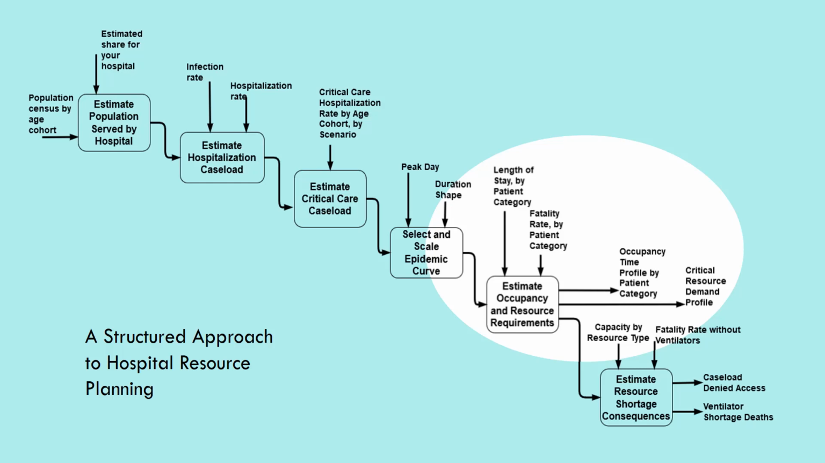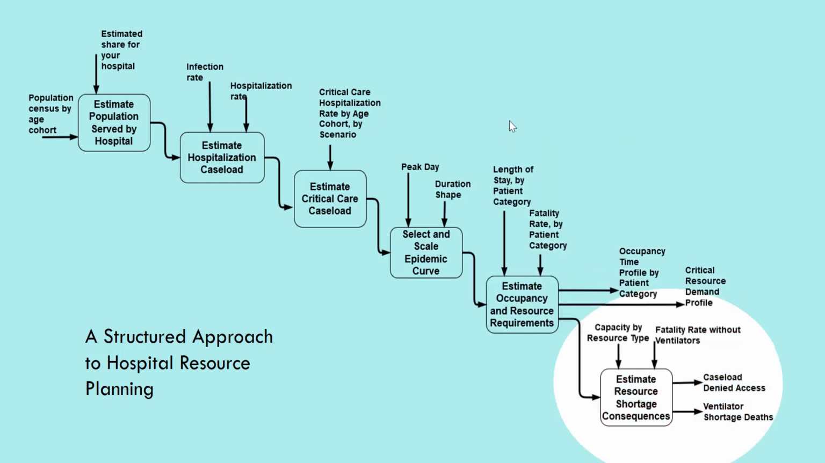What are the different lengths of stay that we can predict? A minimum, a maximum, and we have a distribution that we'll take from that. In addition, what are the fatality rates for each of these different categories of patients?